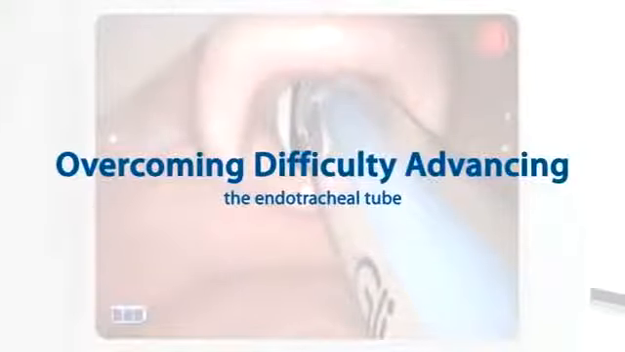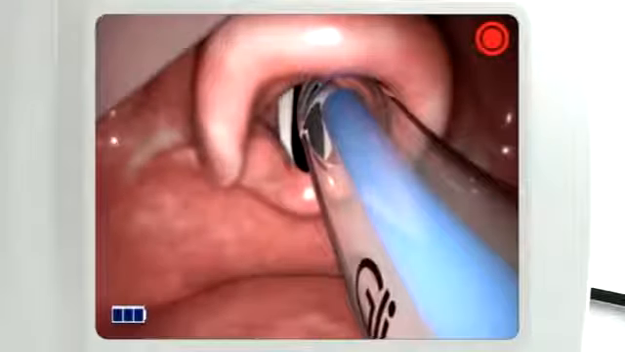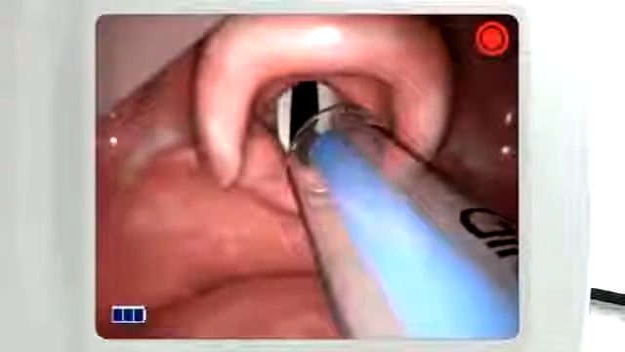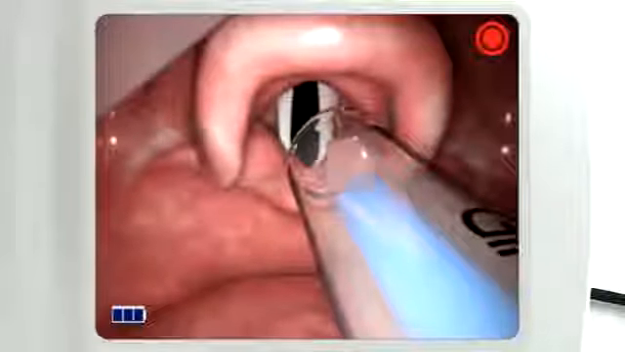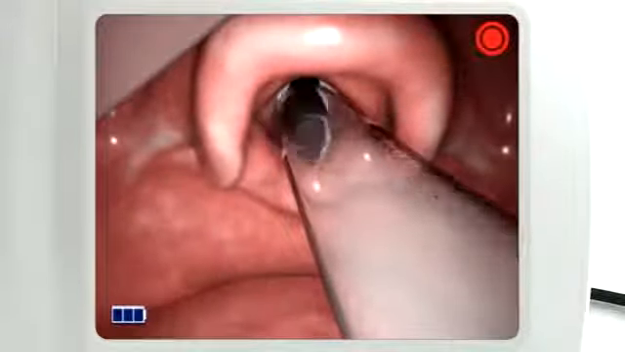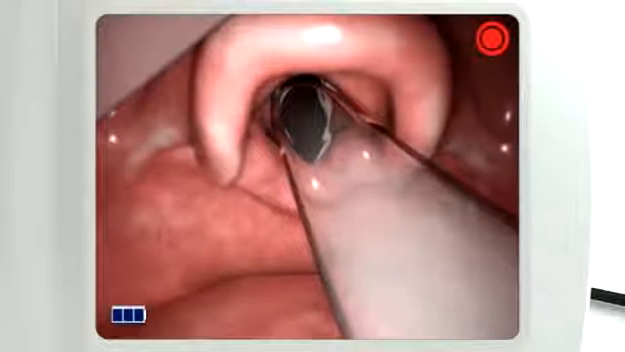Finally, if you are having difficulties advancing the endotracheal tube because it's getting hooked up anteriorly at the glottic opening, try turning the endotracheal tube slightly to the right. Then carefully remove the stylet and advance the tube again, ensuring that you're holding the tube in place as you're removing the stylet.